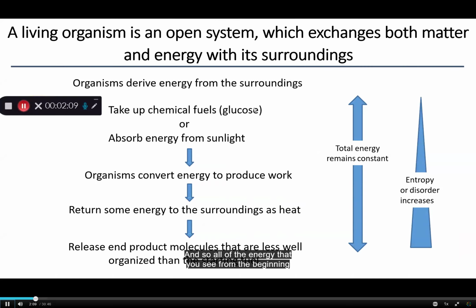And so all of the energy that you see from the beginning through the middle and to the end remains constant. So the total amount of energy is constant. It's just that we transform it into different types of energy, be it electrical energy, chemical energy, or kinetic energy. Entropy, however, tends to increase as we go through these processes. As we derive energy from surroundings and absorb heat from the surroundings, the end products of these biochemical reactions are less ordered than what we started from. And so I'm going to talk about how energy is transformed through biochemical systems and how entropy changes throughout these processes.